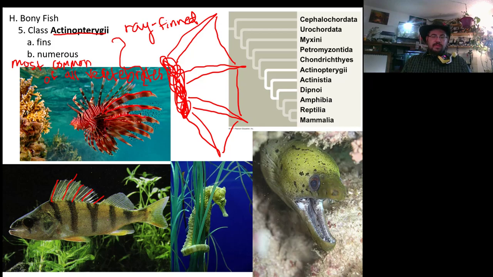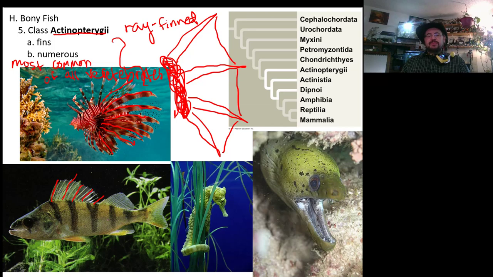So, ray-finned fish have bony rays that have bony projections. So these bony structures, and then they have fins coming off of them. And all the muscular movement is at the base here. So these are the Actinopterygii, the ray-finned fish. Generally, when someone thinks of a fish, they likely think of a ray-finned fish.